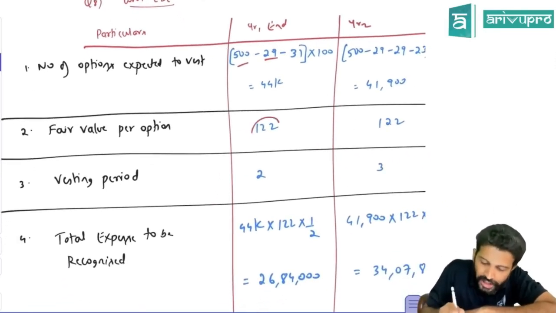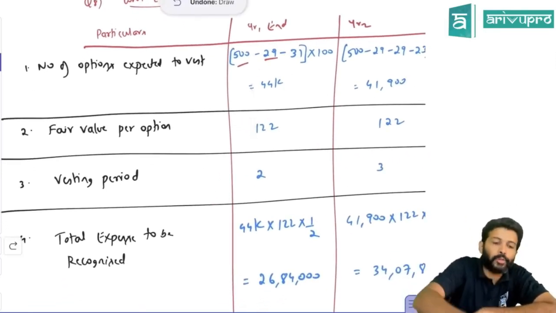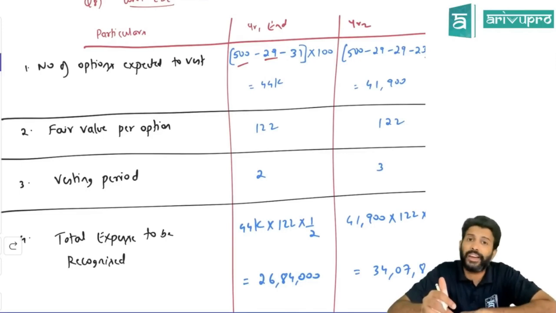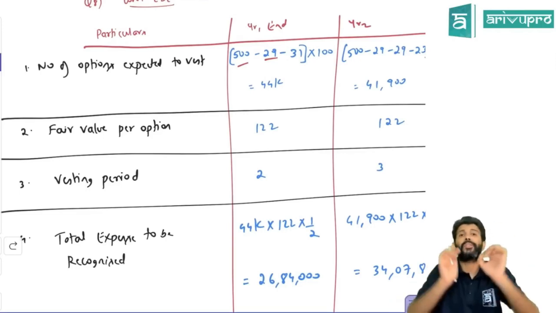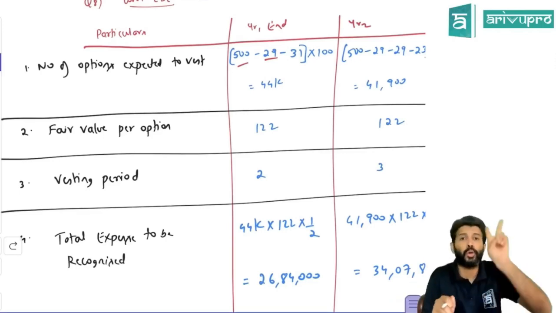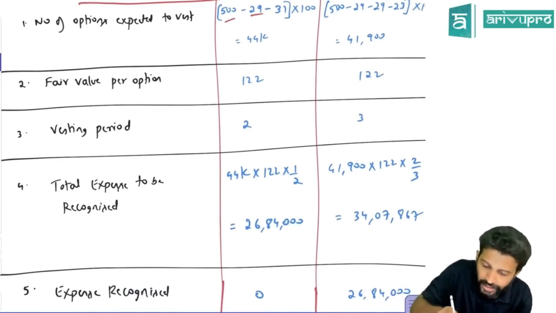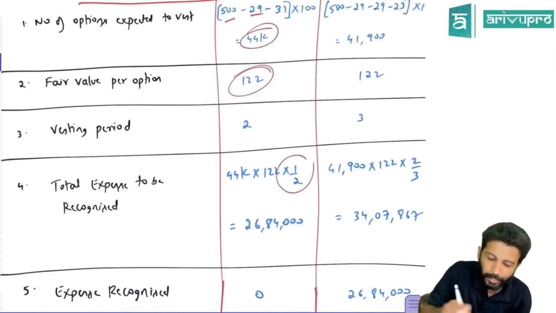So the loss on one share is 122. How many shares do we have? 44,000. So 44,000 into 122, if you do, you're going to get 53 lakh 68,000. That's the total expense. That 53 lakh, you have to amortize, or book it over 2 years. So each year, the expense is how much? Basically 44,000 into 122 into 1/2.